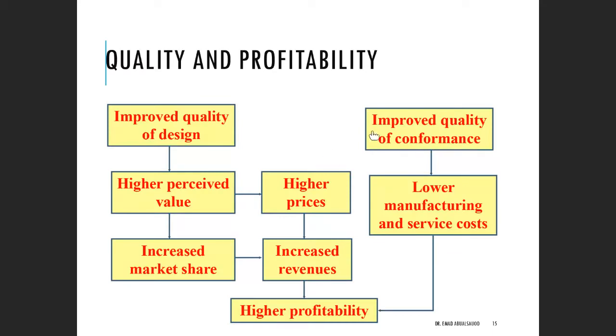And quality and profitability are also considered in two ways: either improving quality of conformance and lowering manufacturing and service costs so you can have high profit, or improving the quality in the design and higher perceived value, which brings higher prices, increased market share, and revenue. So either by reducing cost or by improving your design, both will achieve higher profitability, as long as you are improving or meeting the conformance of the customers as well as reducing the cost.